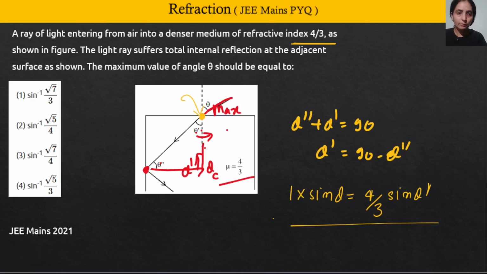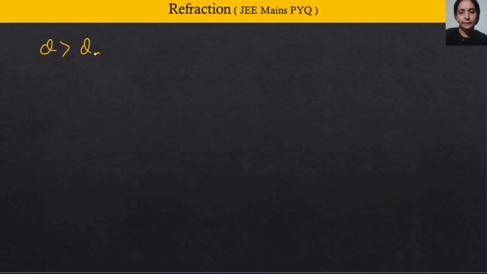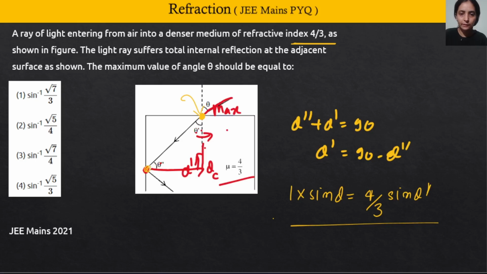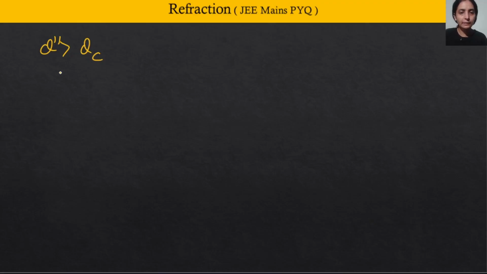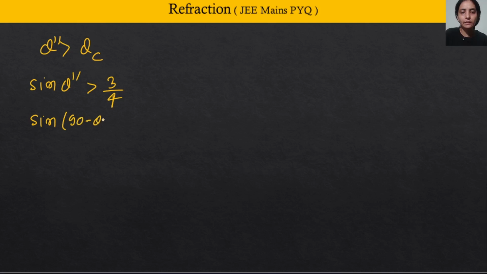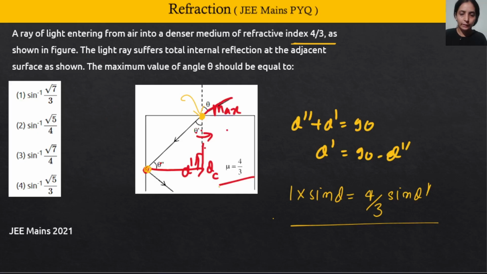Now you just go with the inequality. Theta will be greater than theta c. Okay, sorry, theta double dash will be greater than theta c because total internal reflection is happening here. Here the incident light is making an angle theta double dash. So theta double dash has to be greater than theta c. Take sine on both sides. Sine theta double dash will be greater than sine theta c, and that is equal to 1 by mu, that is 3 by 4. So this is this, right? Now sin theta double dash, what can you write it as? 90 minus theta dash. So this is greater than 3 by 4. That is, cos theta dash is greater than 3 by 4. Done? And here we know that sin theta is this. Theta dash is how much?